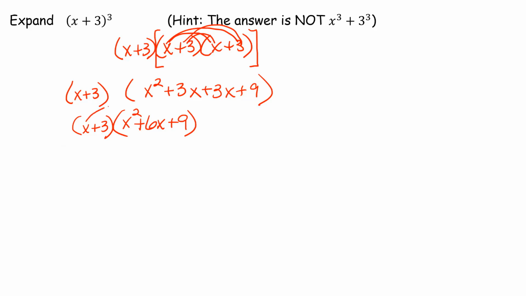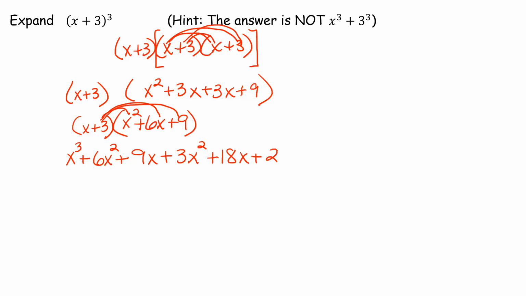So I'm going to multiply the x by this, and this, making sure to put a plus sign every time. So x times x squared is x cubed, plus x times 6x is 6x squared, plus x times 9 is 9x. Moving on to the 3. So I did all those. Now I'm going to do the 3. 3 times x squared plus 3x squared. 3 times 6x, so plus 18x. 3 times 9, so plus 27.